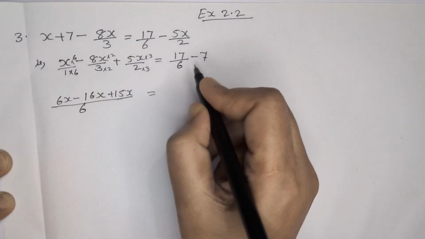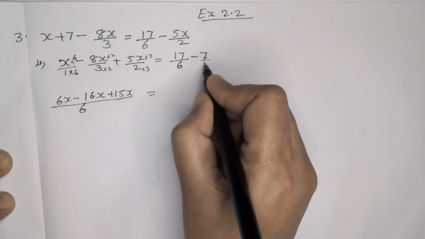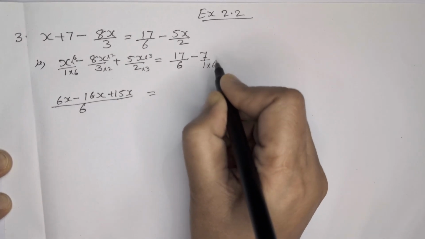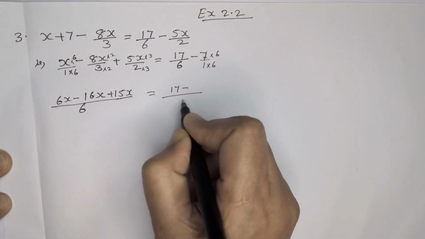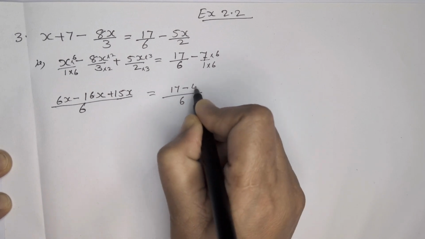Is equal to, here 7 we can consider as 7 by 1, that into 6. So 17 minus 42.